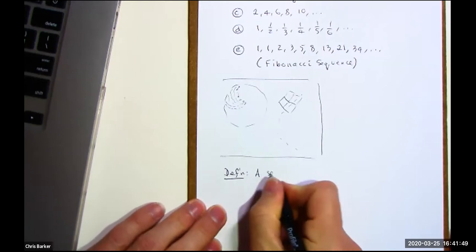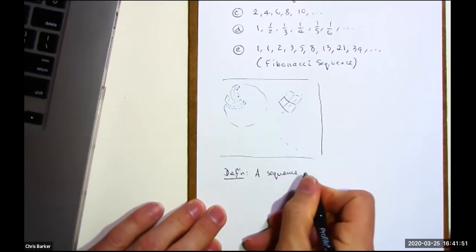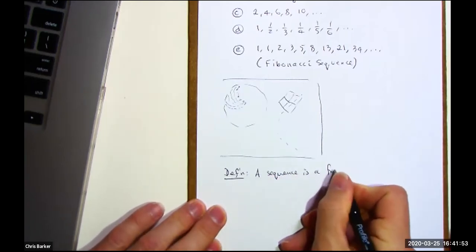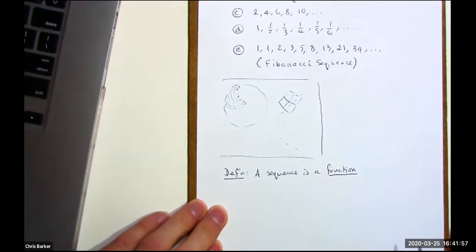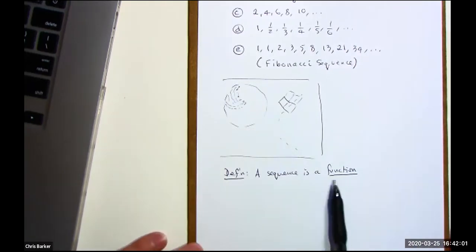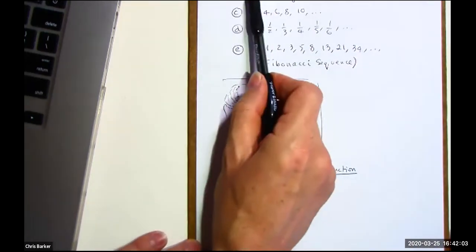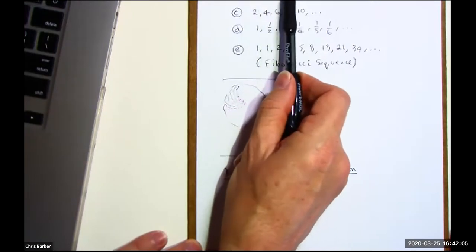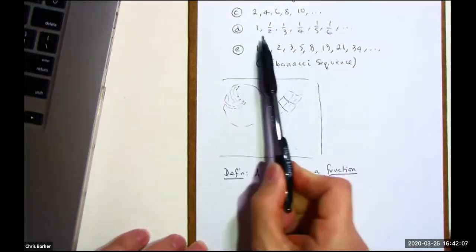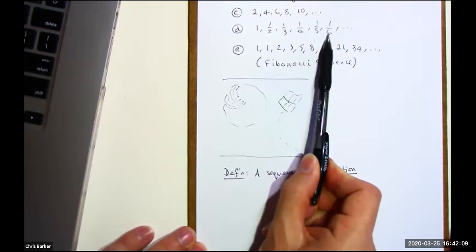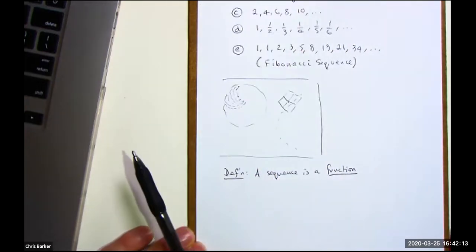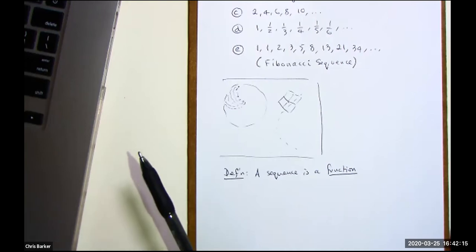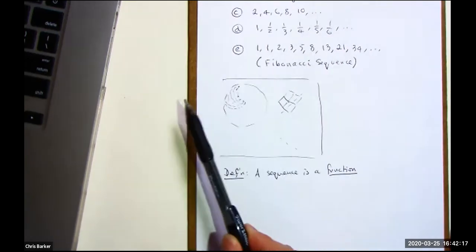A sequence is a function. Now, we all know what a function is. We've been using functions for a very long time now. But what's special about these functions is all you see are the y values when you're looking at a function. These are the outputs. Y is 1, y is a half, y is a third, y is a fourth. What are the inputs if this is a function? What are my x's if these are my y's?